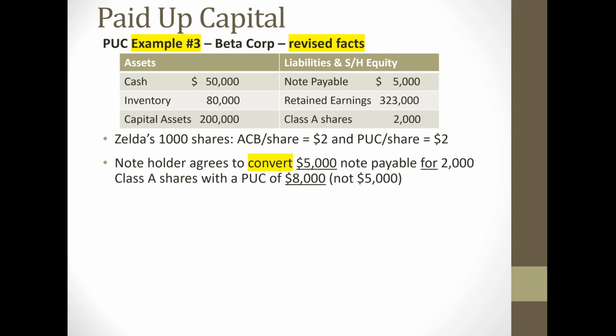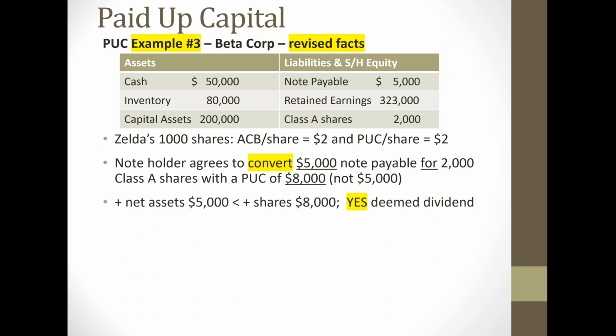So let's say that the note holder agreed to eliminate the liability, the notes payable of $5,000, but let's say the note holder said to the company, well, we're going to be giving up all these future years of interest, so we want to make sure that we get shares with a greater value than $5,000. So the shares that were given to the note holder, the 2,000 shares, had a total PUC of $8,000. So this is an example where there is now a deemed dividend.